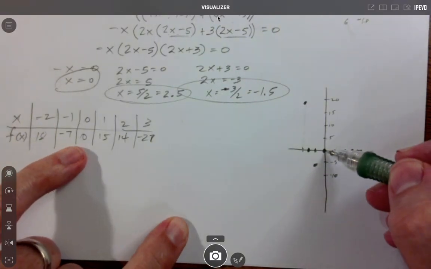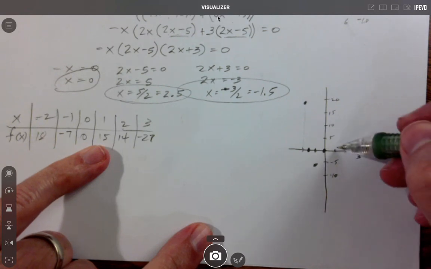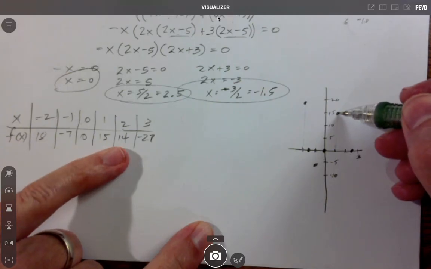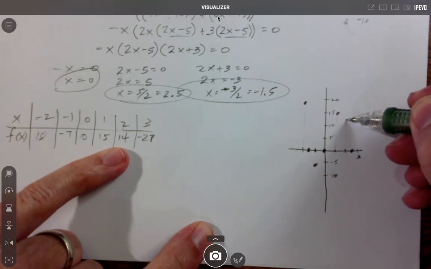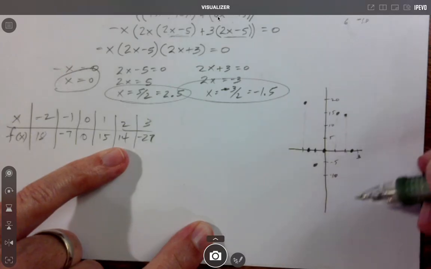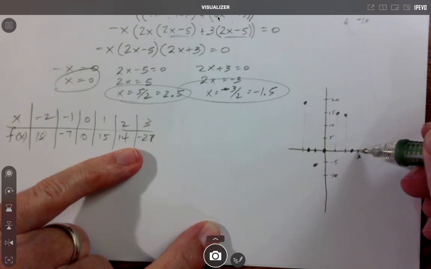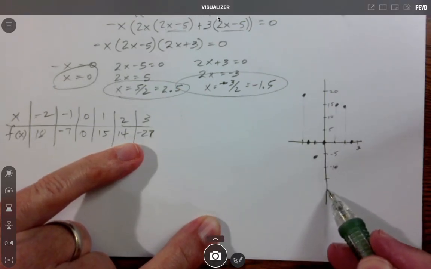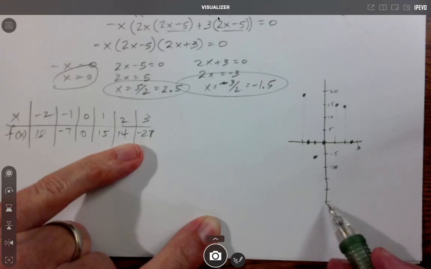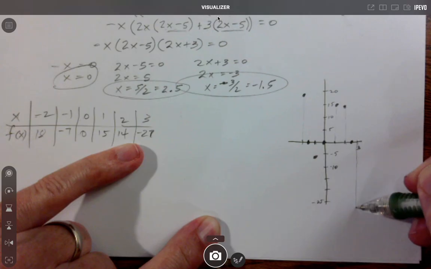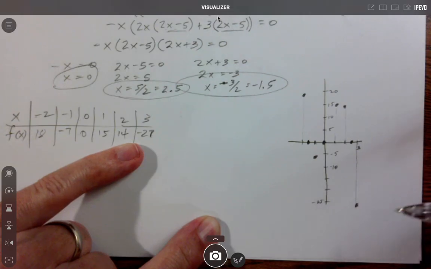0 goes up to 0. At 1, it goes up to 15, so it's right about there. At 2, it goes to 14, which is almost the same as 15. And then 3 goes all the way down to negative 27. So there's negative 15, negative 20, negative 25. So at 3, it goes way down here, a little bit past 25.